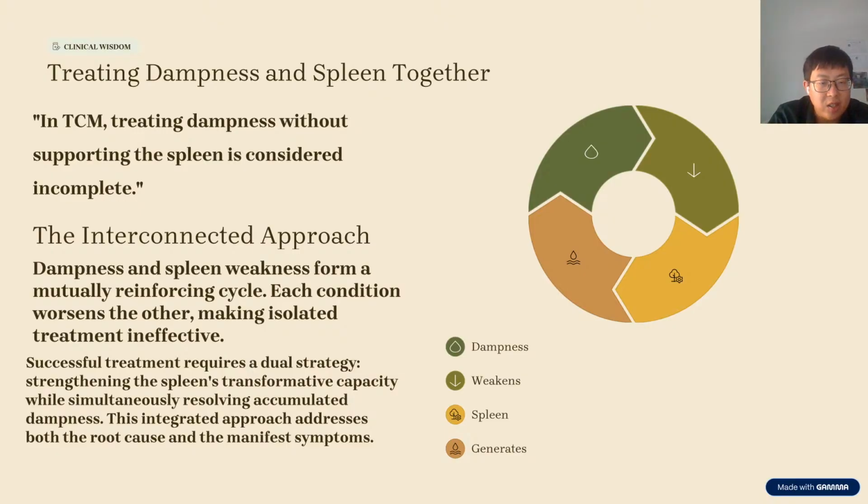So in clinical practice, spleen deficiency and dampness are often treated together, like I said before. Strengthening the spleen while resolving dampness is essential. Treating dampness alone without supporting the spleen is insufficient. Like I said, if you want to make the spleen stronger, you must give the spleen a good environment. You must clear the dampness around it, and it can make the spleen go back to normal.